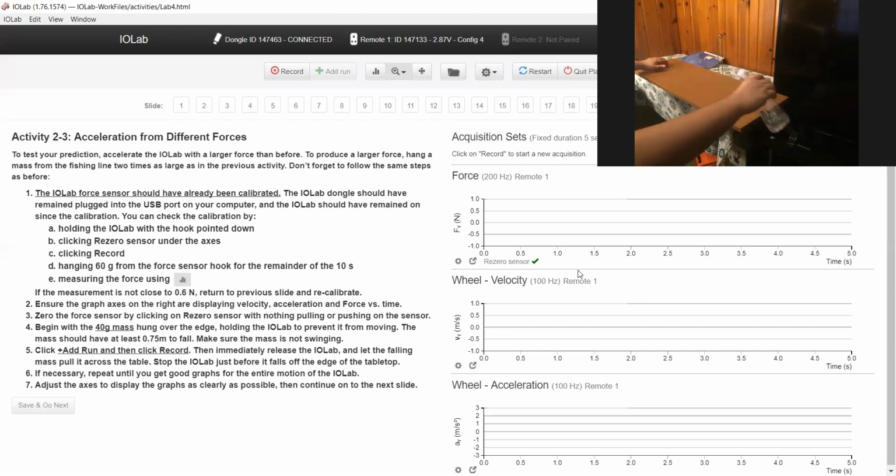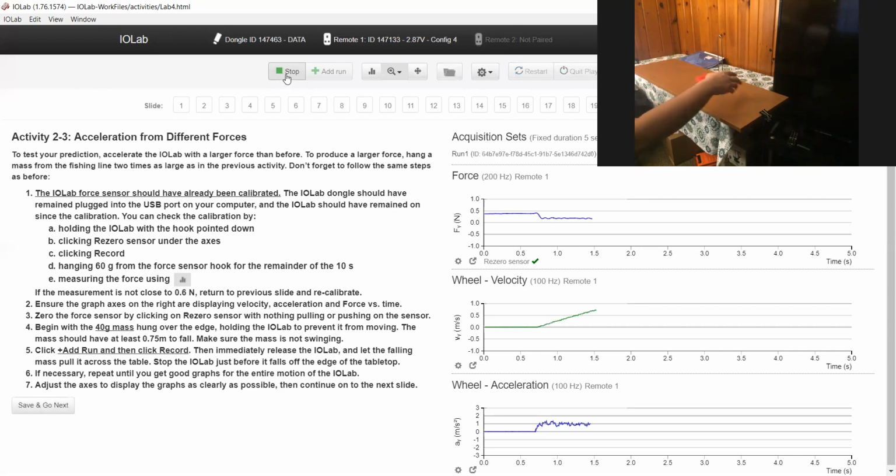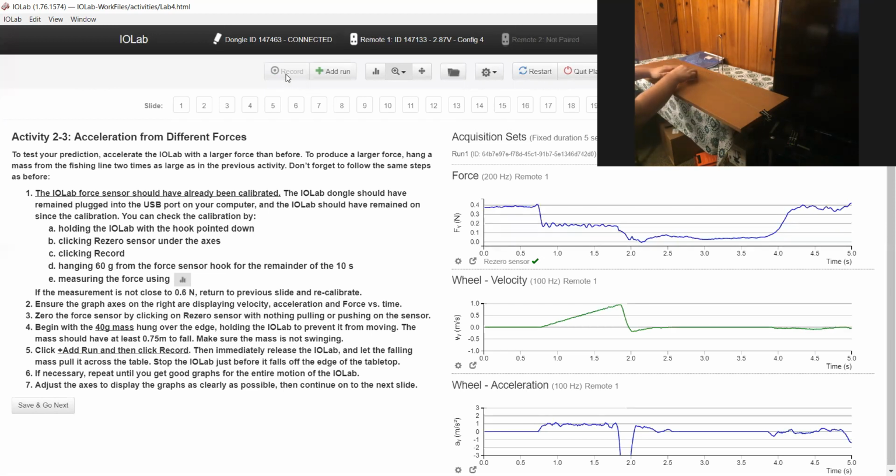So let's hang it up with the 40-gram mass. What do you expect? More force is being pulled, a more constant force. Let me click on record. Just leave it. Okay, good. It looks good, but let me do the second one also. It's kind of good, but I had a bump at the end, but that's okay.